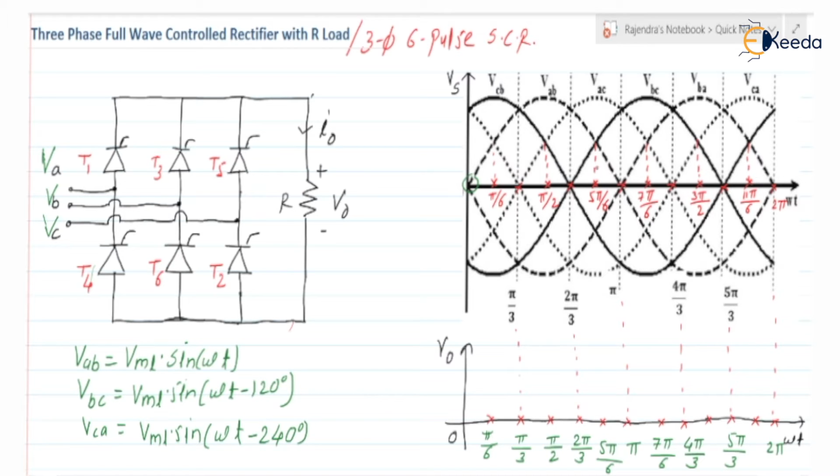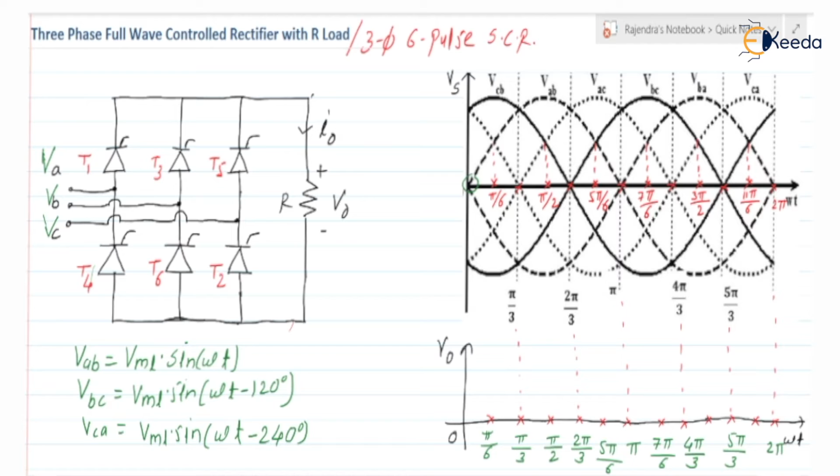So supply voltage we are having, it is six line voltages, right? VAB, VBC, VCA. And opposite of the VAB, it is VBA. Opposite to that of the VBC, we are having the VCB. And opposite to that of the VCA, we are having the VAC.